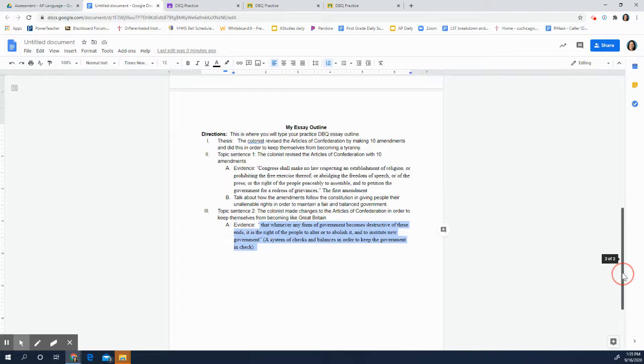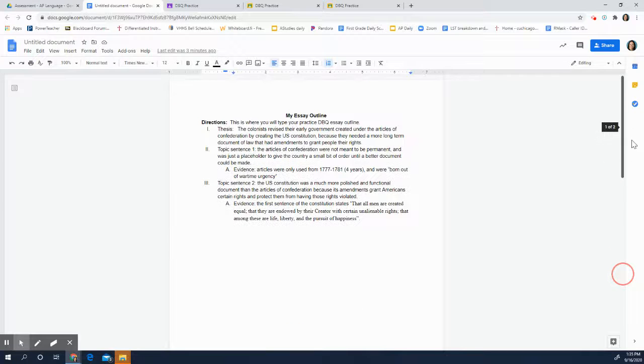So these are two excellent examples of how to structure your DBQ tomorrow. And if you can structure it in this way, you'll have a successful essay. Look at what you wrote, compare it to these. Let us know if you have any questions.